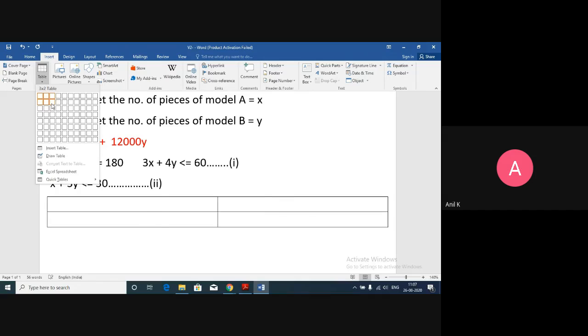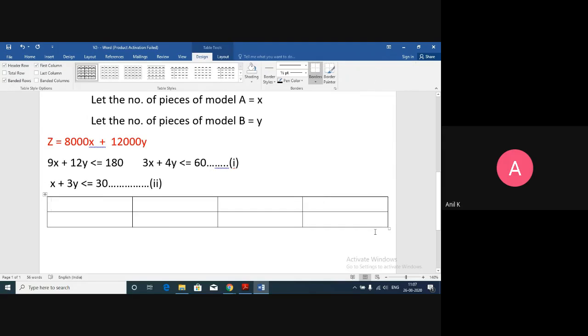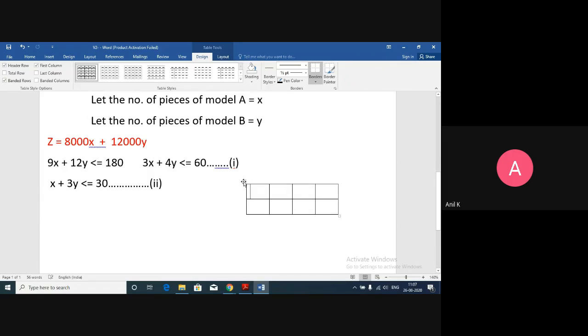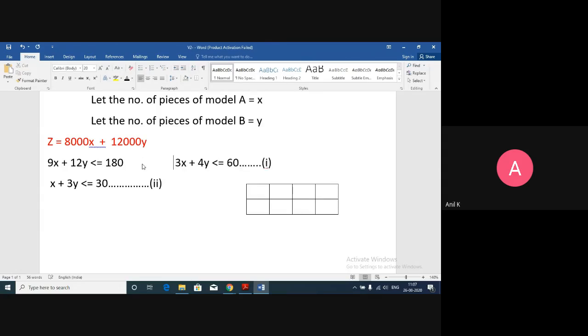X and y. Maybe you can go for 3 values. Take 3 values, not only 2. You may go for 3 values. Let me put equation number here so that this table belongs to this. So here I'll take x, here I'll take it as y.